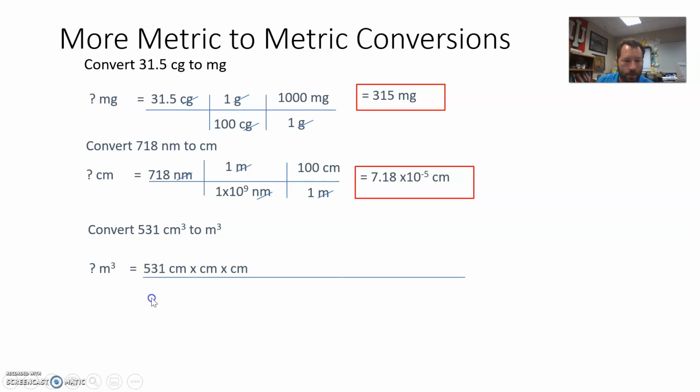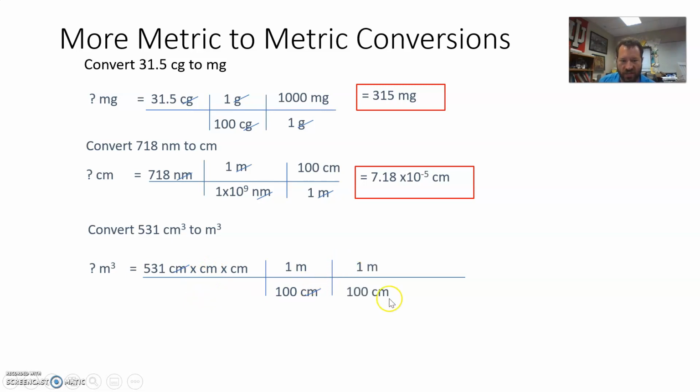531, okay. Pretty easy conversion, centimeters to meters. There are 100 centimeters in a meter, so there's that conversion. Here's the trick. Here's why I have them listed out, 1, 2, 3. This first conversion only gets rid of 1 of my cubed centimeters. I still have 2 more to go.